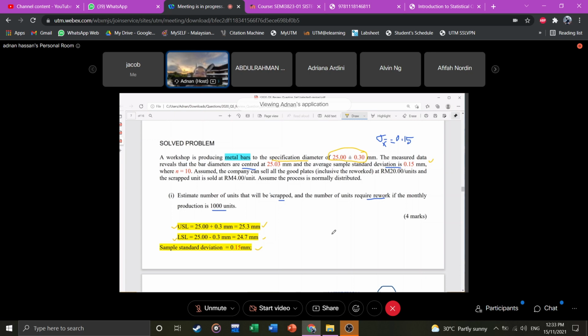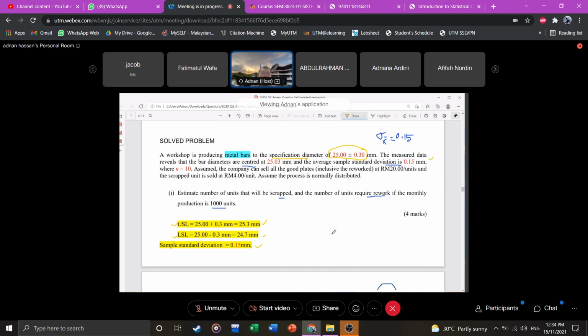No, doctor. But since it's about graphs and charts, for the test, do we need to use graph paper? Not necessary. If you have graph paper, it's really better, but a sketch is enough. So we can freehand draw it? Freehand can. But if you want to use graph paper, also can. If you just sketch, your sketch is good enough and it's acceptable. Right, doctor. Thank you.